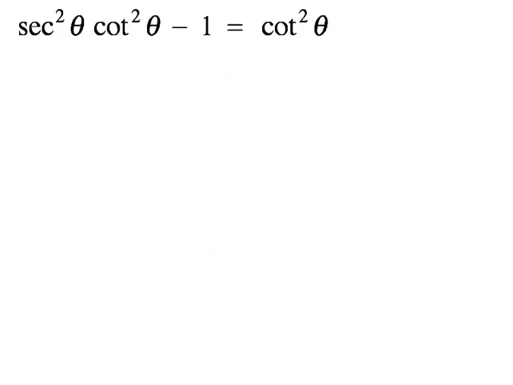Okay, let's look at another one. Secant squared theta times cotangent squared theta minus 1 equals cotangent squared.